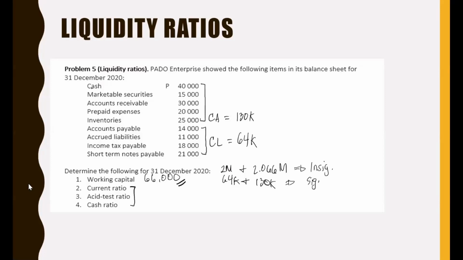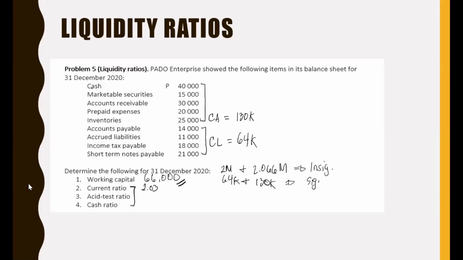Okay, so now the current ratio. For the current ratio, the formula is current assets divided by current liabilities. We have the amounts already: 130 divided by 64, which will give you 2.03. So what does it mean? It means that for every 1 peso of liability, we have 2 pesos in our current assets to pay for those liabilities.